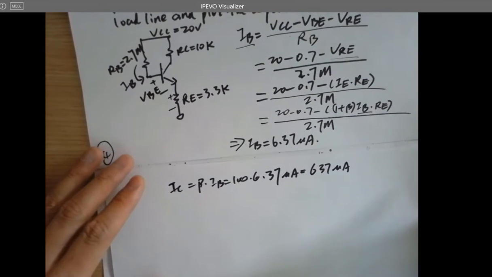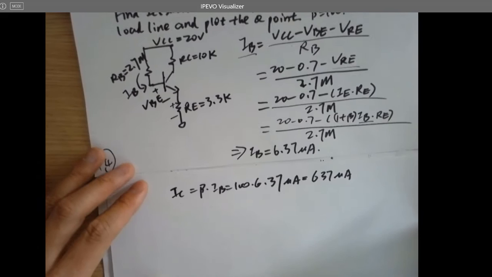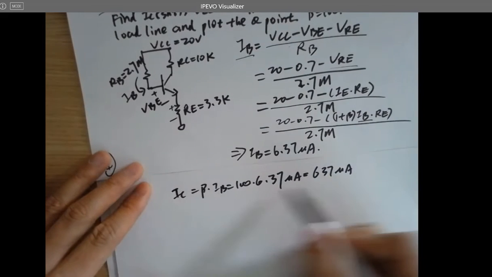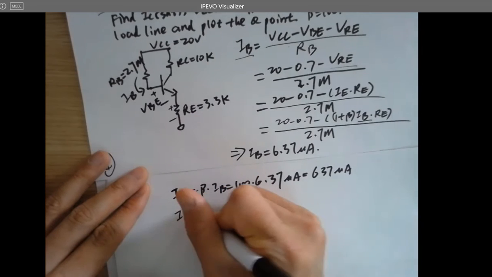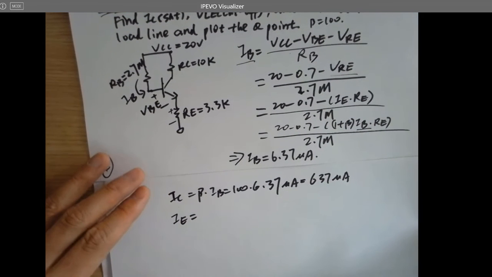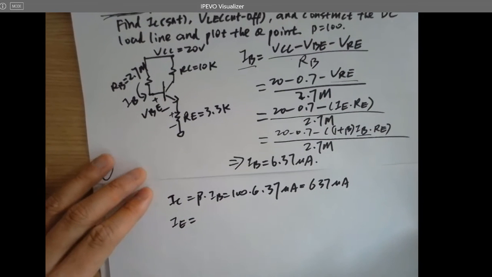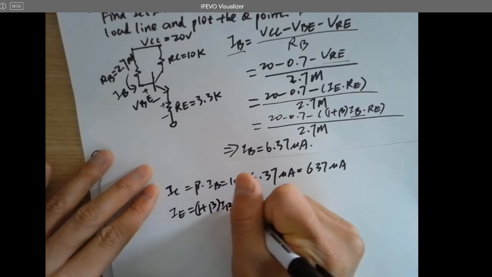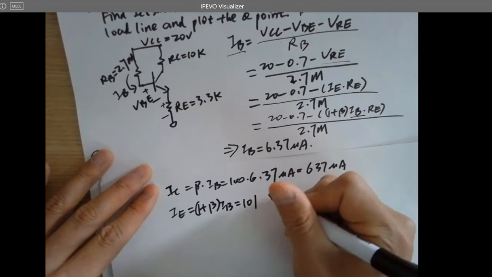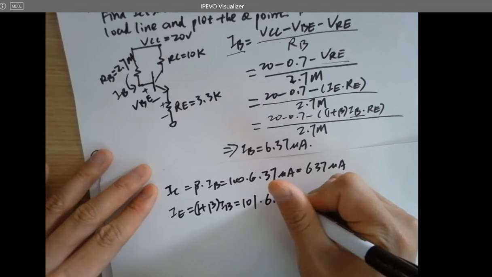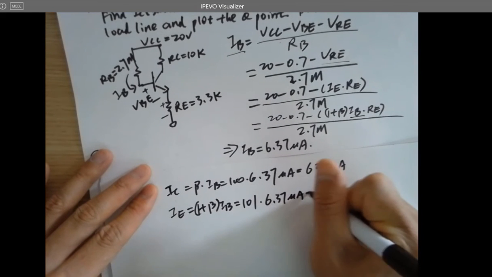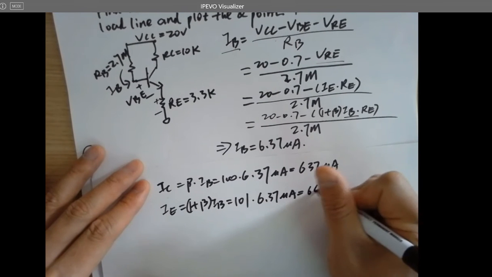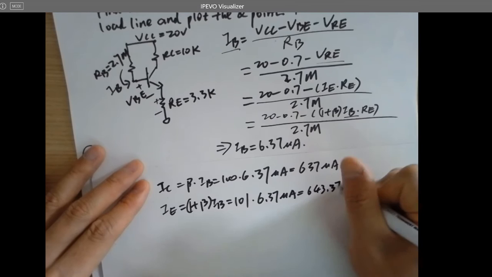And what about VCE? So if you know IC, you know IE. IE is (1 plus beta) times IB, which is 101 times this, and which is slightly larger than IC, 643.37 microamps.